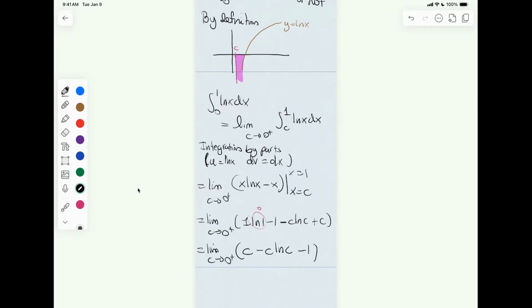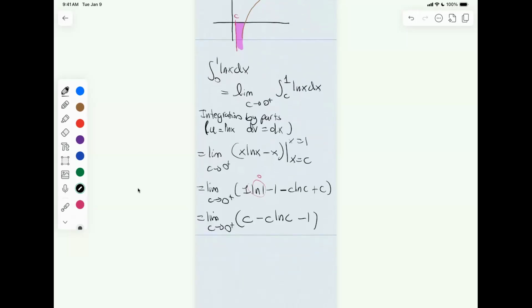Okay, so minus 1 is fine. That's just a constant, not a problem when you're taking limits. c is also fine, right? As c approaches 0, that just goes to 0. Now, what about c times ln of c? If you were to put naive limits, I'll put it in quotes because that's what we have to check, you would get 0 times ln of 0, minus 1. But the point is, of course, ln of 0 does not exist. So you should really think of ln of 0 as negative infinity. That's the better way to think about this.